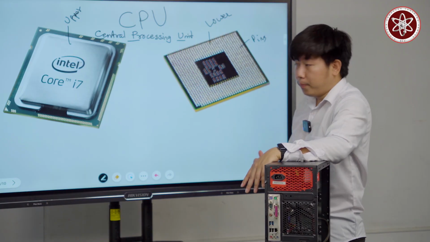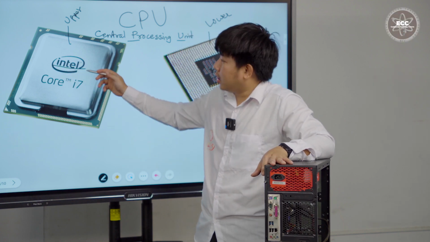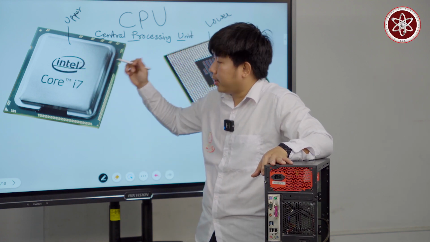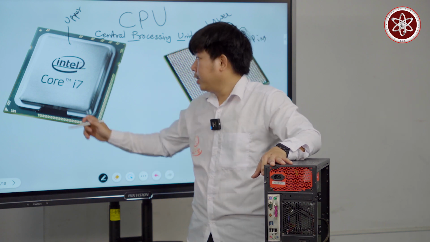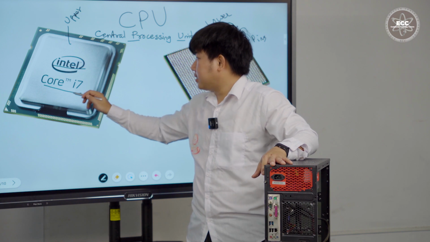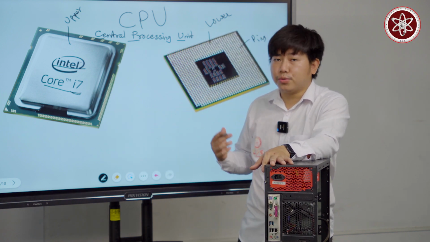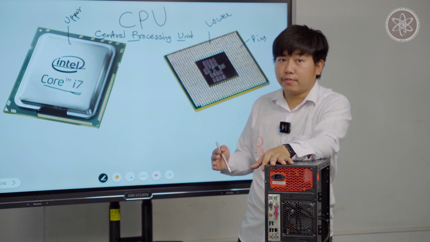So this is a CPU. You'll see here there's an Intel. That means it is produced by the Intel department of Microsoft company. And Core i7, that's their model name. i7, it's the second highest CPU level.